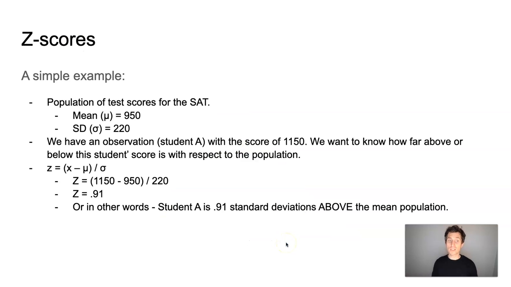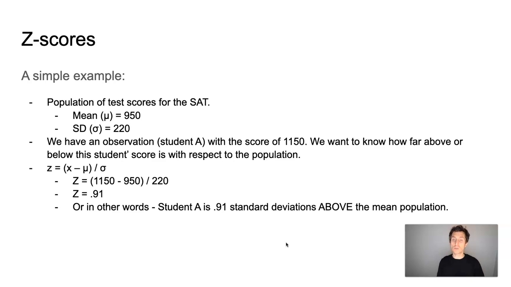So let's say, for example, we have an observation that is one data point that is student A, and that student A has a score of 1150. And what we want to know is how far above or below the mean, with respect to the population, this individual member of our sample represents.